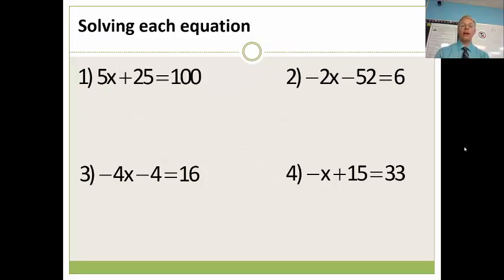So we have 4 equations here. Each of these is a 2-step equation where you're going to have to cancel a constant and you're going to have to cancel a coefficient. So go ahead, pause the video, and try these on your own now.